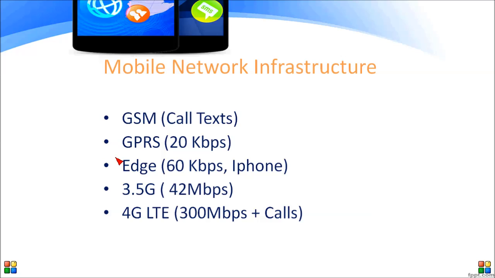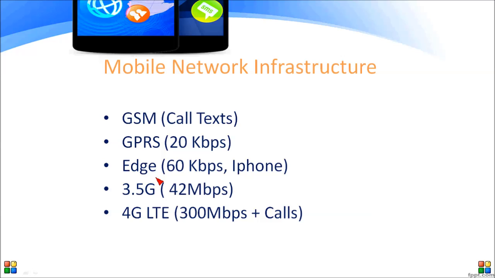This is a brief idea of how mobile infrastructure has improved over the past 10 years. At first we only had calls and text. Then we had some sort of internet. GPRS had the ability to reach 20 kilobits per second. This is super slow. Then we had Edge.